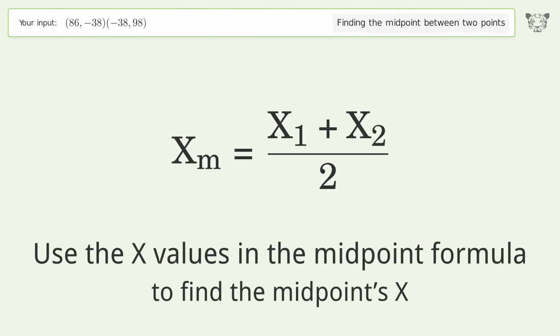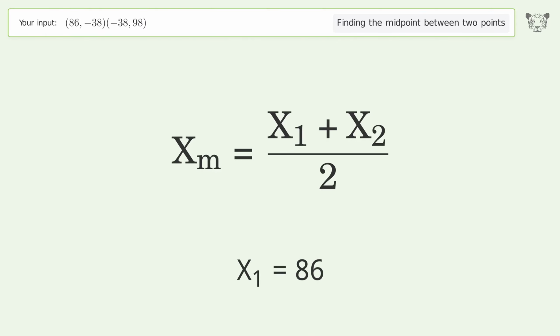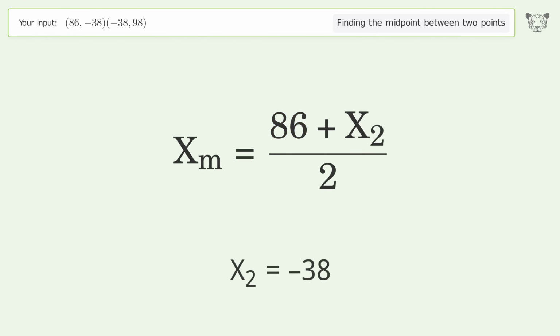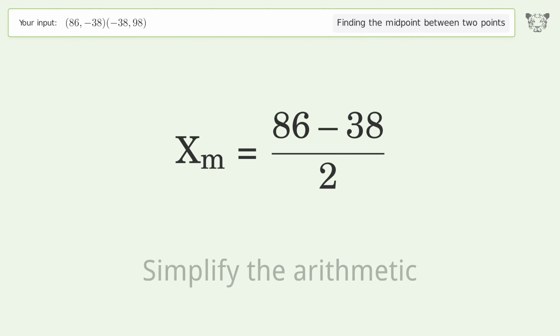Use the x values in the midpoint formula to find the midpoint's x. x1 equals 86. x2 equals negative 38. Simplify the arithmetic.